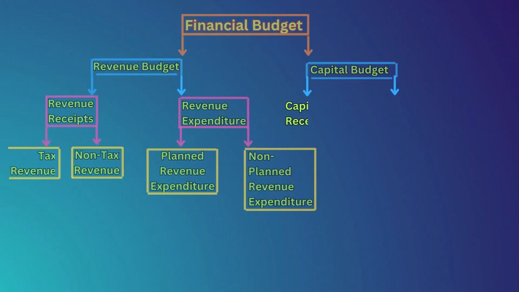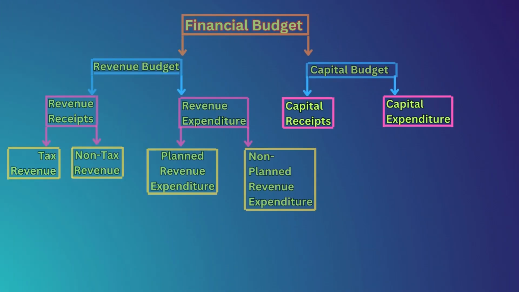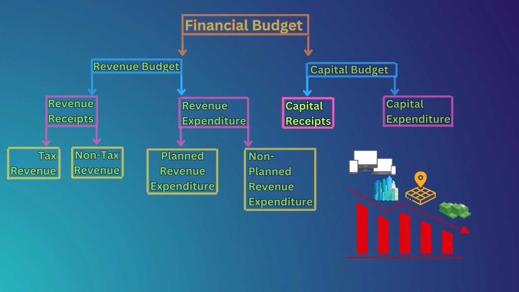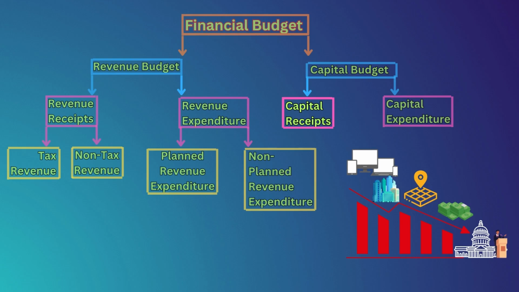Capital budget is further divided into capital receipts and capital expenditure. Capital receipts are those receipts which either create liabilities or reduce the asset value of the government. They are basically the loans raised by the government from various sources to fund long-term developmental needs. They are non-recurring in nature.